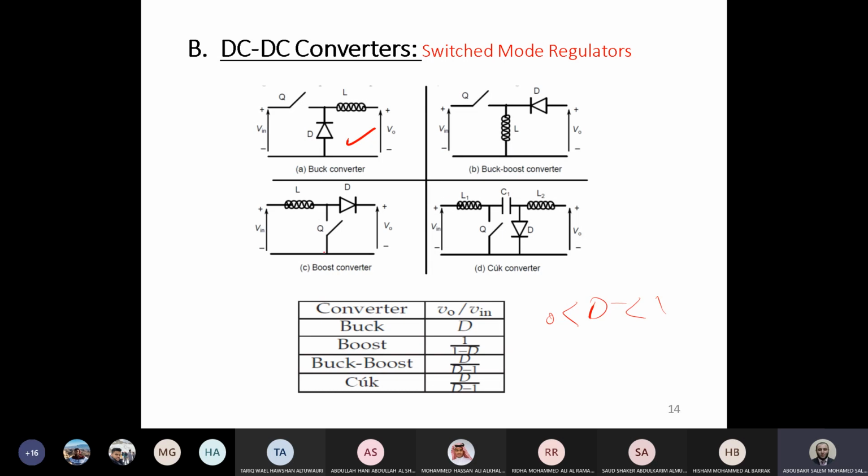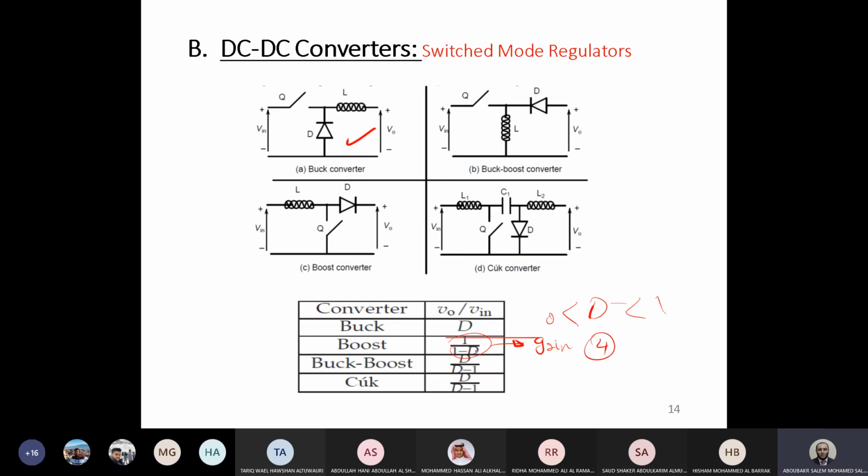For the other converter, here in figure C, this is called the boost converter. For the boost converter, the relation between V out and V input is V out equals Vin multiplied by 1 over 1 minus D, which means if you apply a value for D, you will have output voltage higher than the input voltage. However, you have a limitation here to have a gain of 4 maximum. You cannot increase the gain over 4.